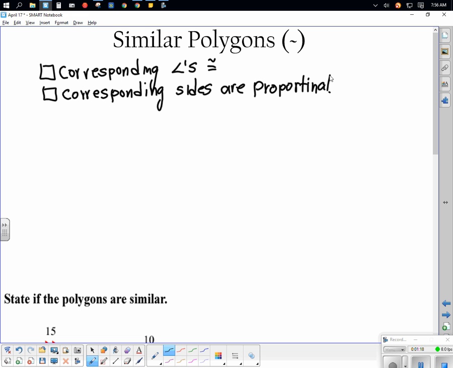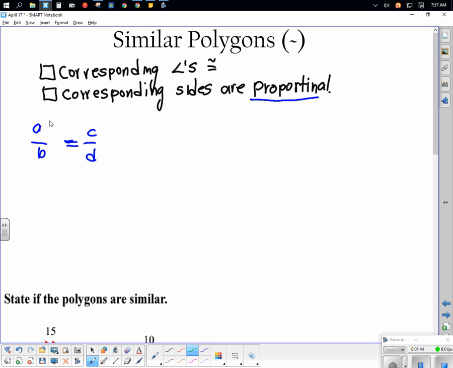Okay, what does proportion mean? Proportion means you have an equation and you have fractions on both sides. So I can have A over B equals C over D. Okay, so a proportion is an equation with fractions on both sides.